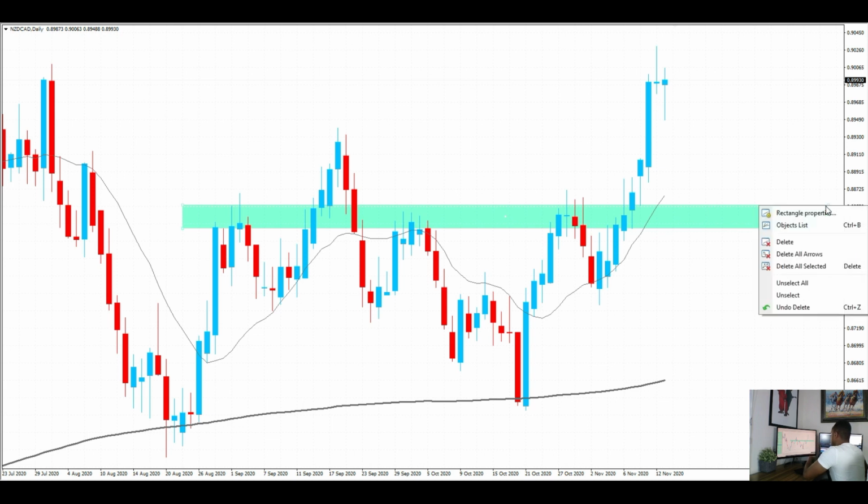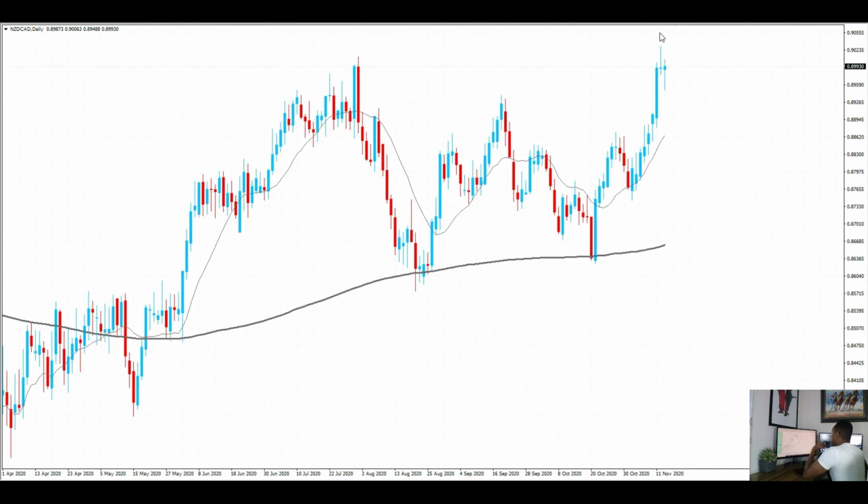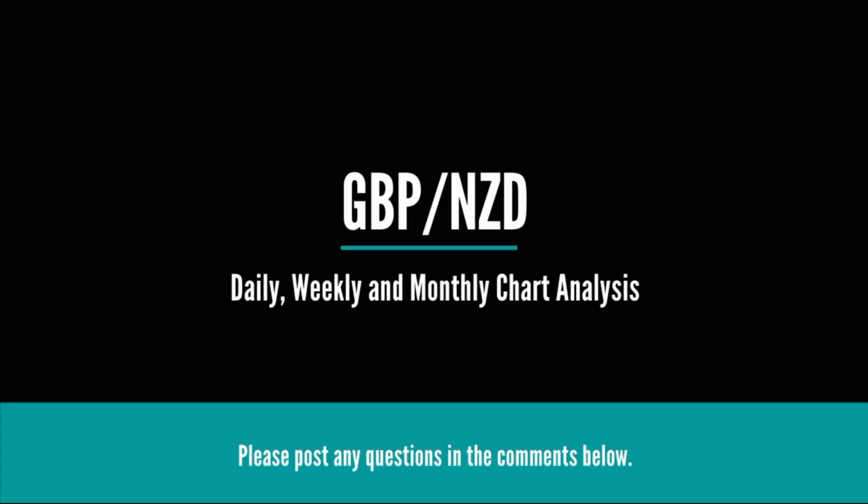So again, bias is to the downside. We're testing some resistance in the market, and unless we properly clear that and resume off it and act as support, then again we can see price go higher. But for now, bias is to the downside and expecting a nice move in the swing on the lower chart. Next up, we've got GBP NZD.